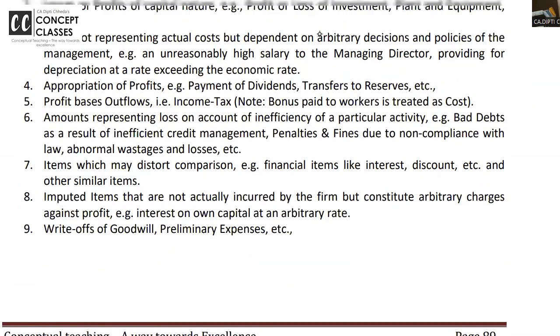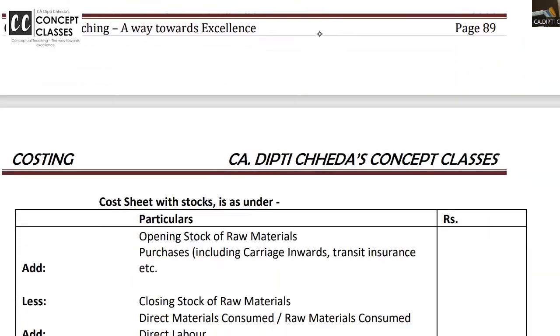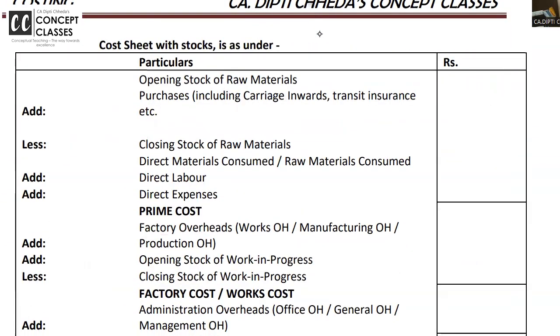What items you don't have to consider is your non-operating income, rent received, dividend, that's not taken in the cost sheet. You can't give any interest and profit and loss on sale of investment. Payment of dividend is not an expenditure. It's like appropriation. So all these are the items. Income tax is not your cost sheet related expense. So these are the items which will not be taken. Okay, writing off of the goodwill. And what will not be taken will be more clear.